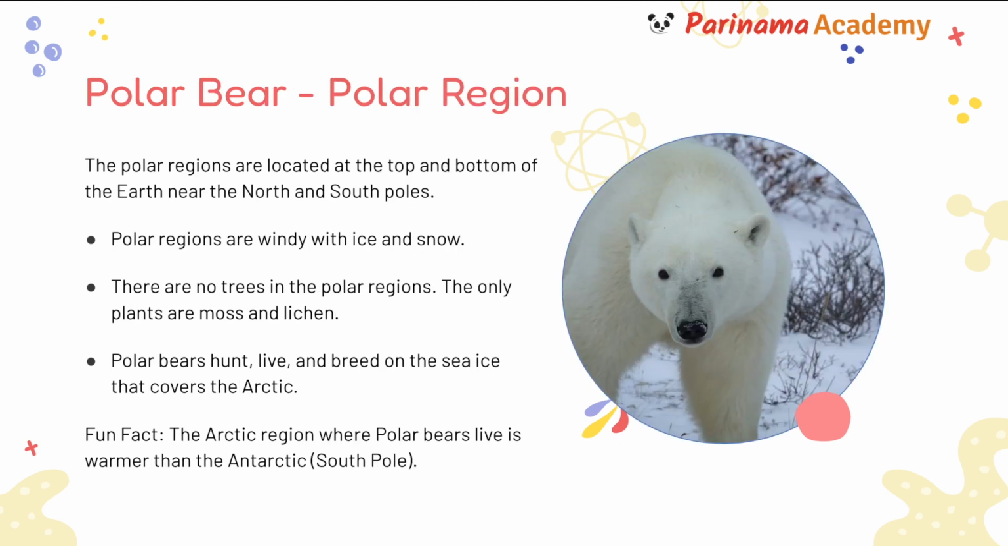The polar regions are located at the top and bottom of the Earth near the North and South Poles. Polar regions are windy with ice and snow. There are no trees in the polar regions. There are only plants such as moss and lichen. Polar bears hunt, live, and breed on the sea ice that covers the Arctic. The Arctic region where polar bears live is warmer than the Antarctic, or the South Pole.